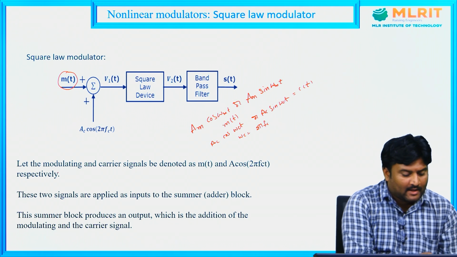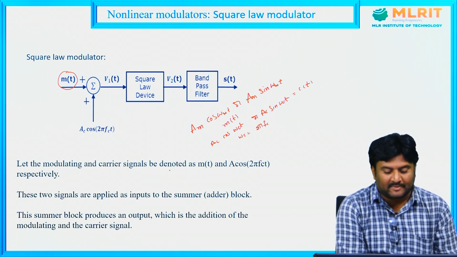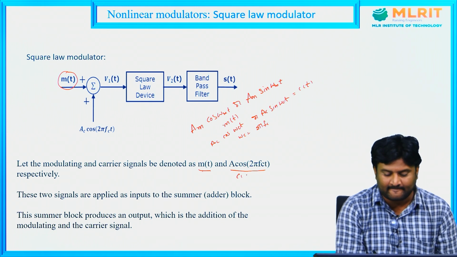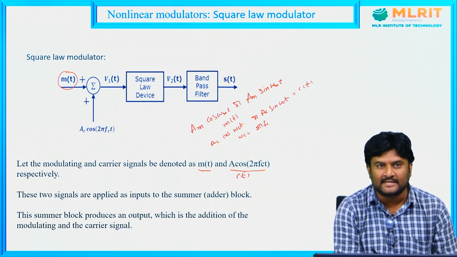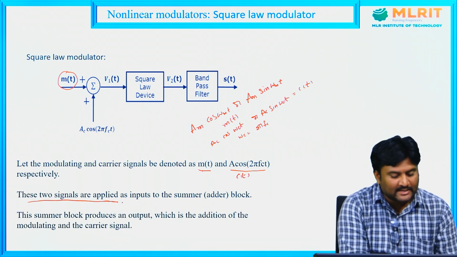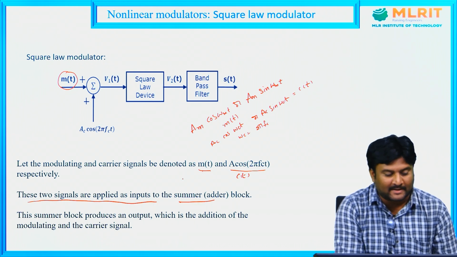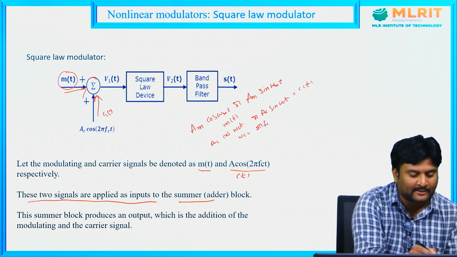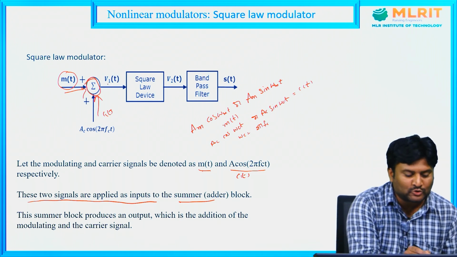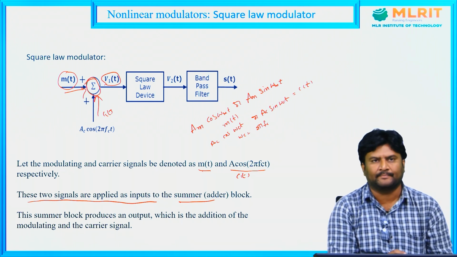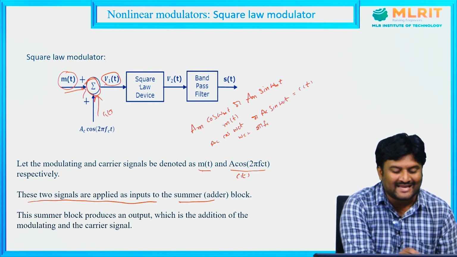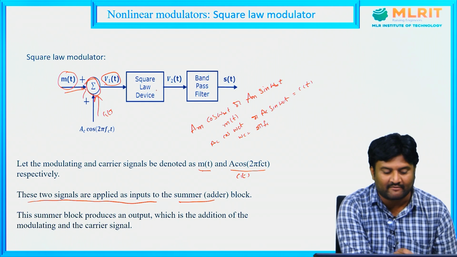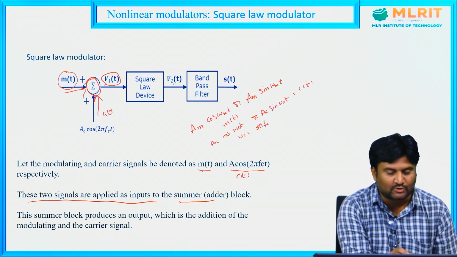Let the modulating and carrier signals be denoted as m(t) and Ac cos 2πfct, which is c(t), the message signal and carrier signal respectively. These two signals are applied as the input to the summer, so this is m(t) and this is c(t). Then the output is V1(t). Then V1(t) is given to the square law device, and that output is V2(t).